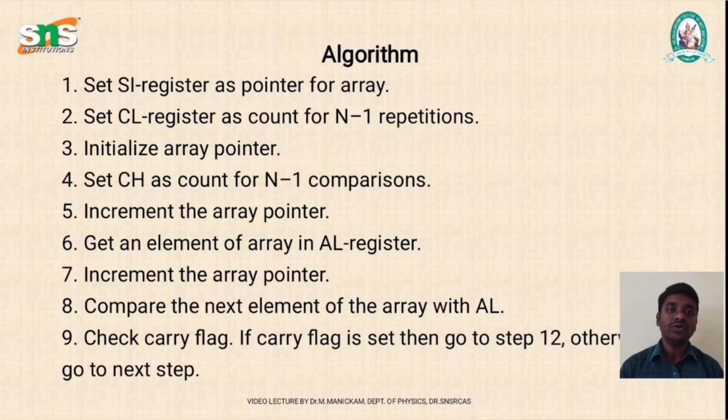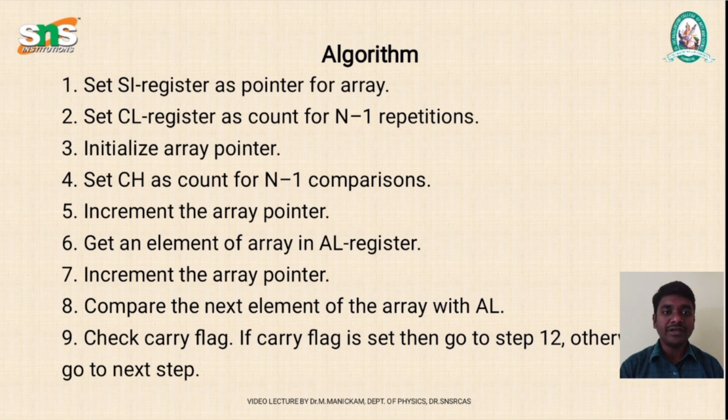So first we have to set the SI register for the array. Then, second step, the CL register as count for n-1 repetitions. So for counting purposes we are using the CL register, and the CH register also. The CH register is used for n-1 comparisons, and the CL register for counting purposes.